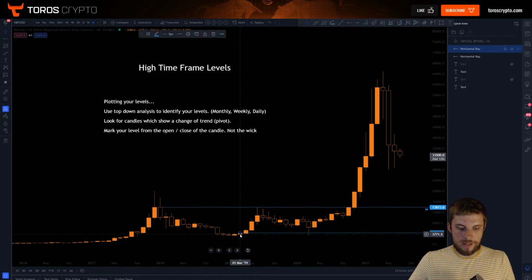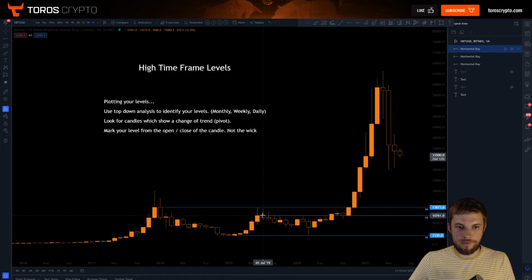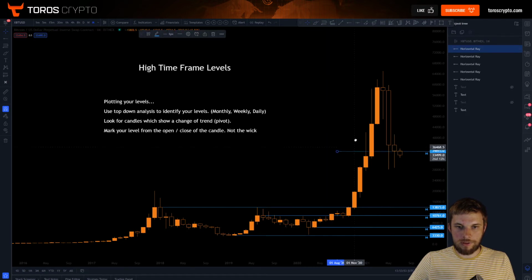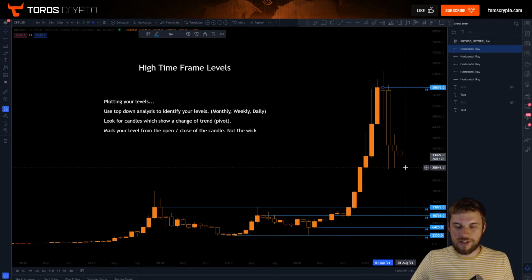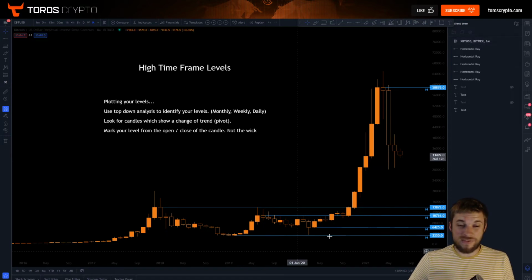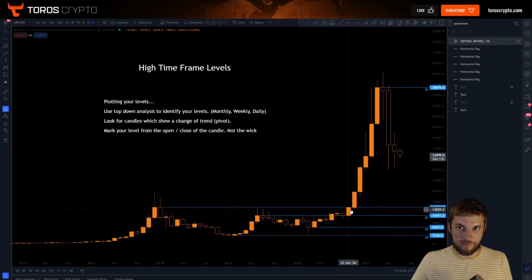You can then bring this back up again, mark this as your pivot high, bring this back down, a swing low, bring this back up, and you can see here again the change of trend at the top here changes the trend to the downside, and then you plot your monthly levels. And that's really simply just what you want to be doing, looking at your highs, your lows, where trend has changed, just to start off. Okay, so that's a really good way to start everything off.